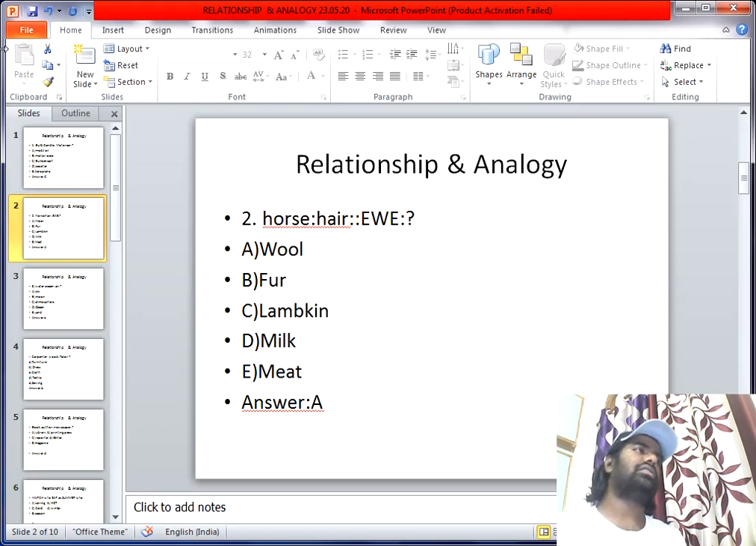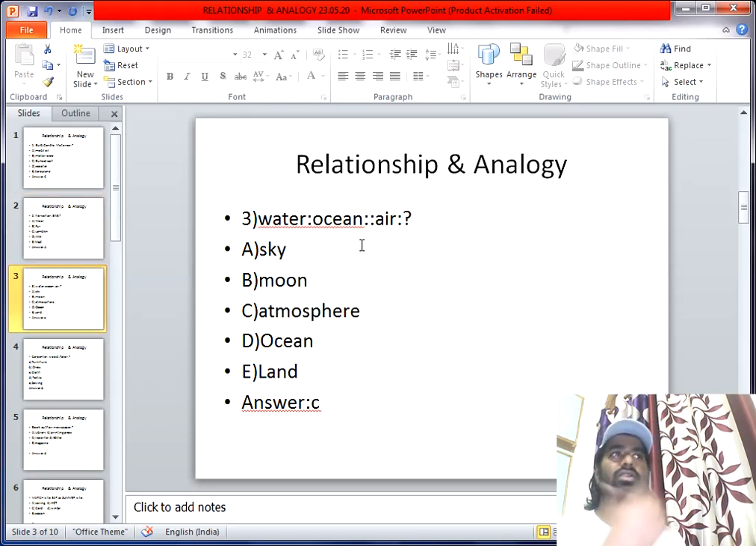The next one is water, ocean, and air equals what? Sky, moon, atmosphere, ocean, land. The right answer will be C. The analogy behind this one is that the ocean is full of water, atmosphere is full of air. You might say that sky is full of air, but sky is not full of air. In that context, what the question interprets and the meaning it finally comes out with is what the answer should be, right? Ocean is full of water, so atmosphere is full of air.